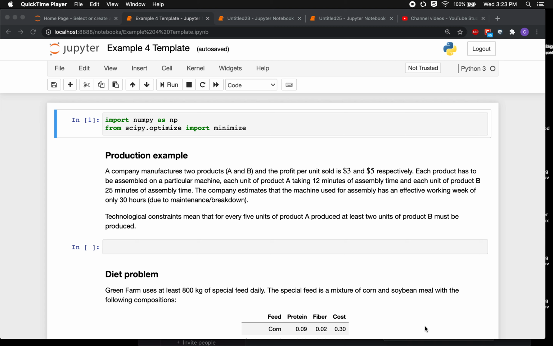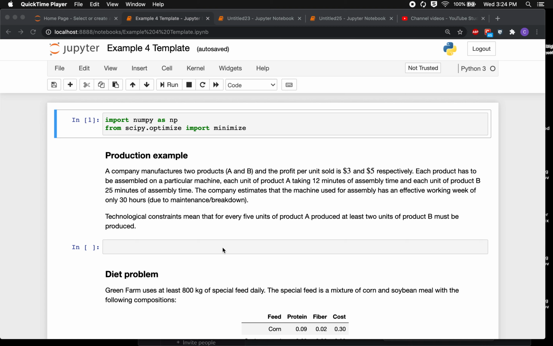So our first problem is a company manufactures 2 products. They have a profit of $3 and $5 each. And they have to be assembled on a machine where product A takes 12 minutes of assembly time and product B takes 25 minutes of assembly time. And you only have 30 hours of time on the machine. And basically, you want to maximize your profit. And you also have a technological constraint that for every 5 products of A, you also have to make at least 2 products of B. And so the goal here is to maximize the profit for this production company.